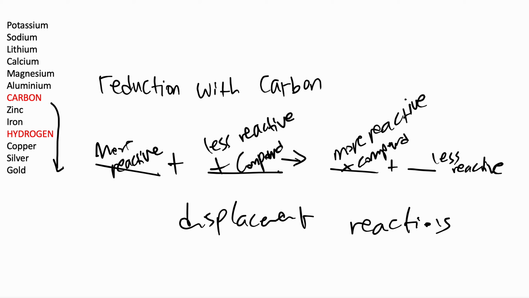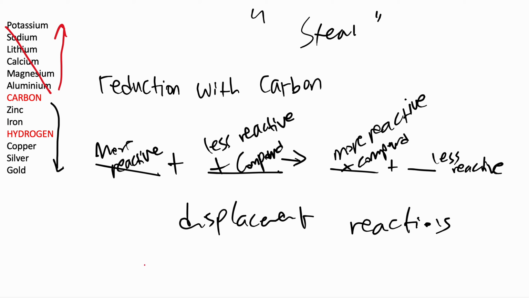Pretty easy if you understand that way. That's why it needs to be lower than carbon in the reactivity series, so that it can steal the oxygen away and reduce it into just pure metal, right? But anytime it's more reactive than carbon, for example, all these, you cannot use the reduction with carbon method because carbon is less reactive, so it can't steal the oxygen away.